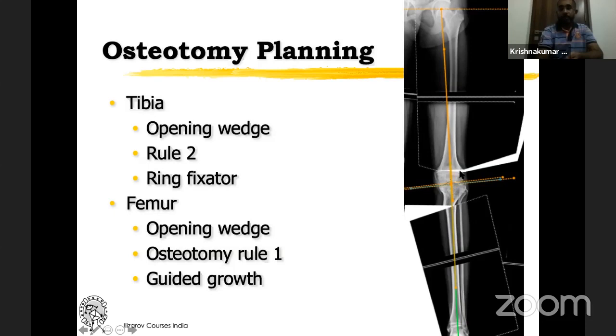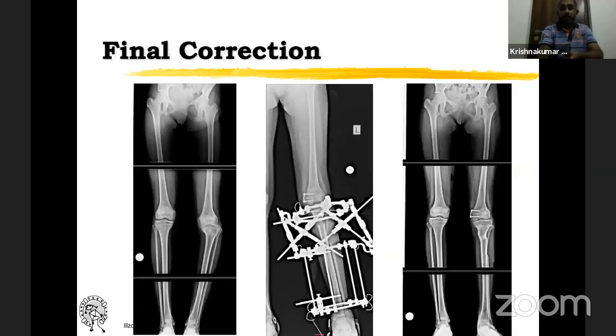Distal femur, I'm trying to do an opening wedge, but here, since the deformity is at the level of the epiphyseal plate, I'll be doing a guided growth here. Epiphysis is still open, she's only 13 years. And that's the final correction. I used a ring fixator for the proximal tibia. I used a 6-axis correction system, gained a little bit of length and corrected the deformity. For the distal femur, I used an 8-plate. The femur is a little bit under corrected, but that is fine. The axis is perfectly at the center. A little bit of joint obliquity is there.